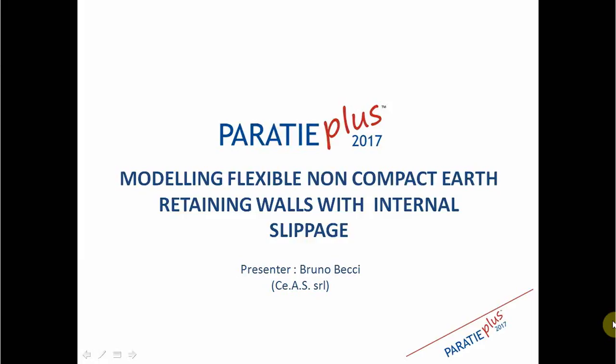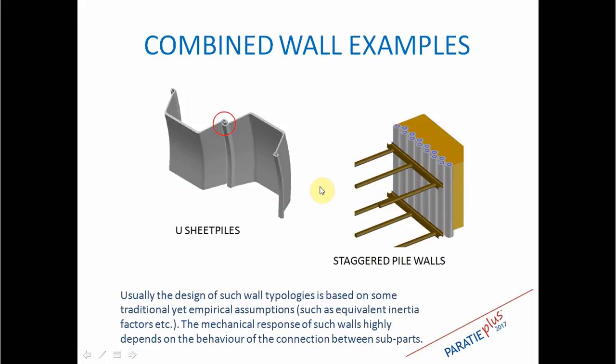In this video, we will present a feature of PARATIE PLUS that has been included to model some special retaining walls that are not compact but may behave as a wall with internal slippage. This kind of wall can be considered as walls like U sheet piles or staggered pile walls.